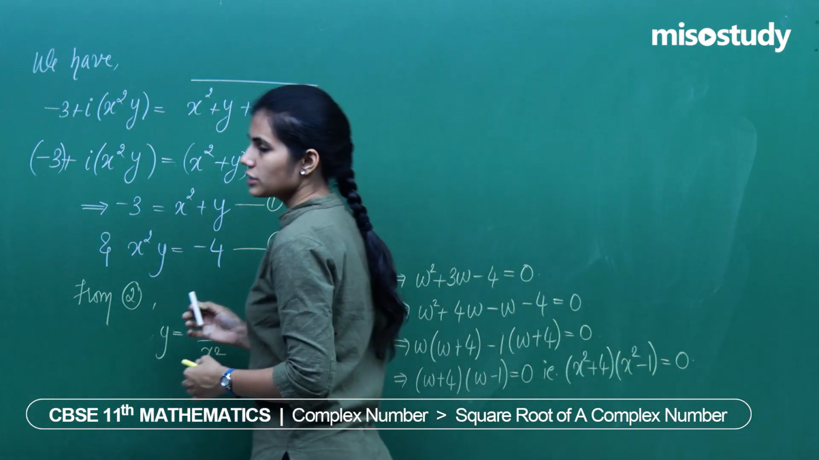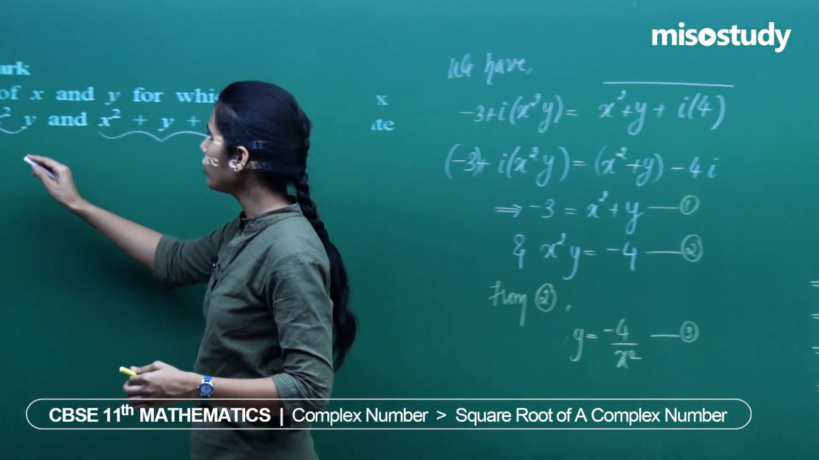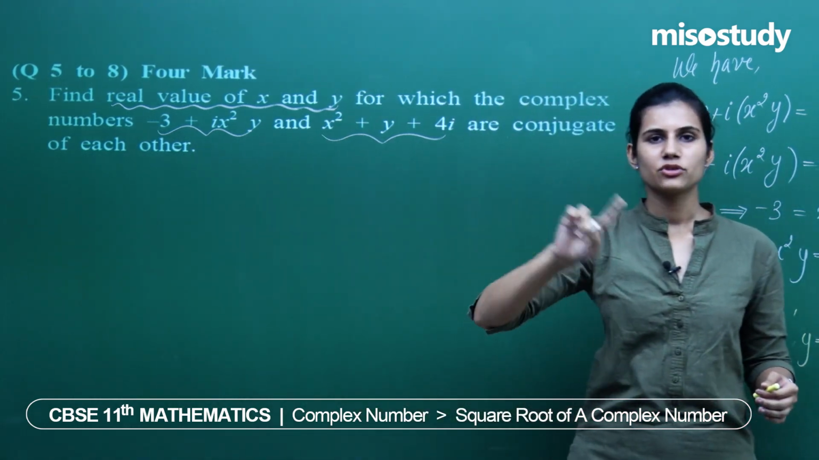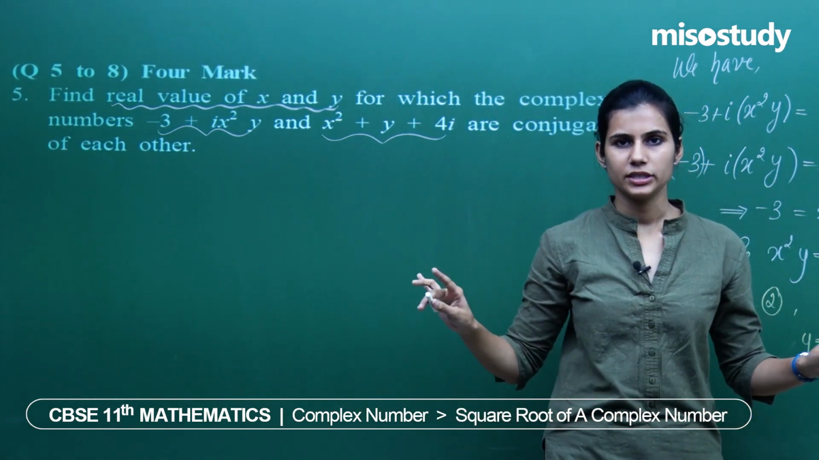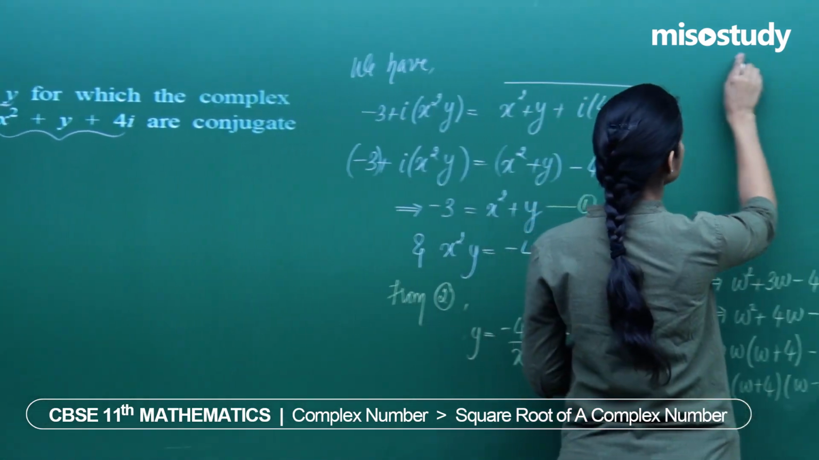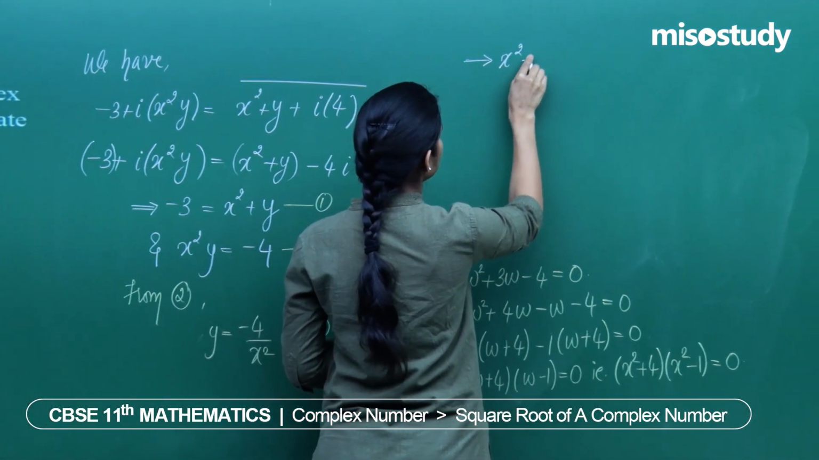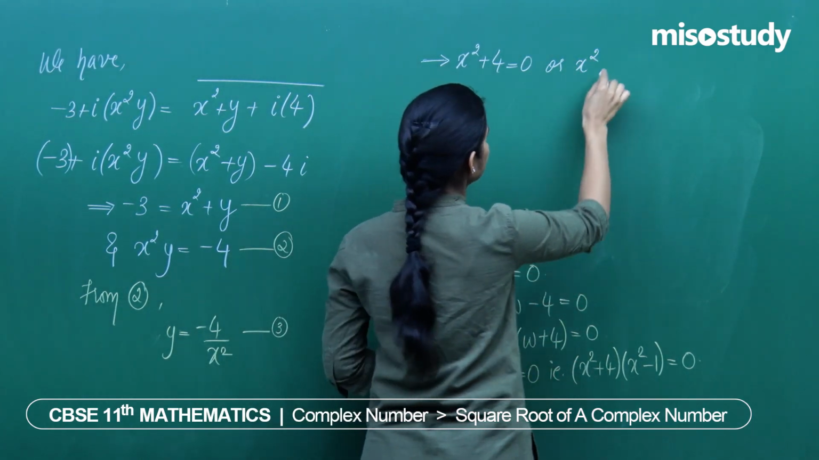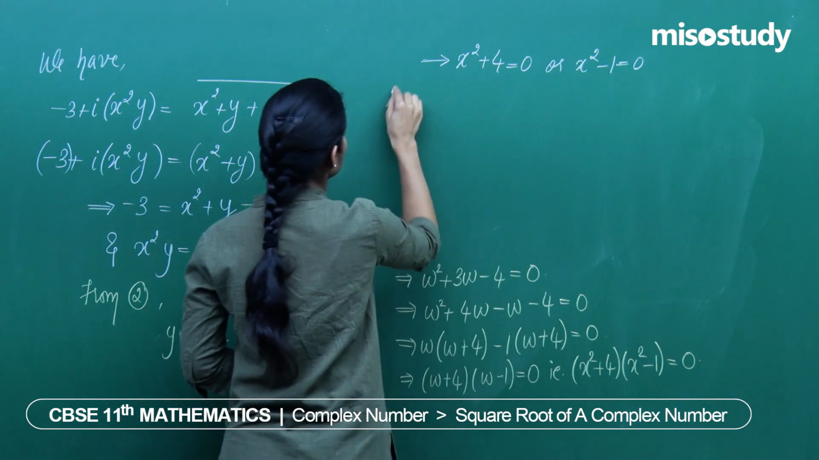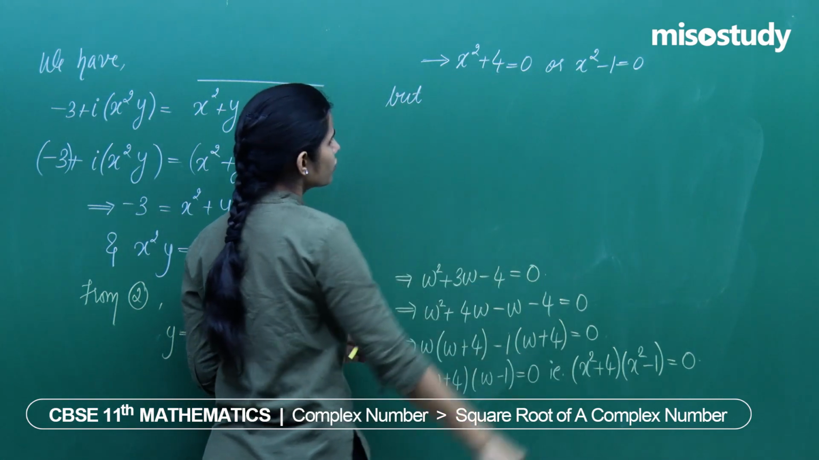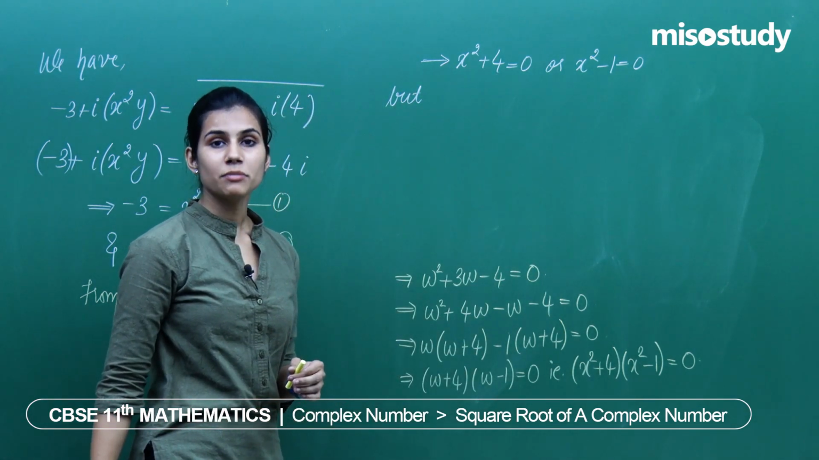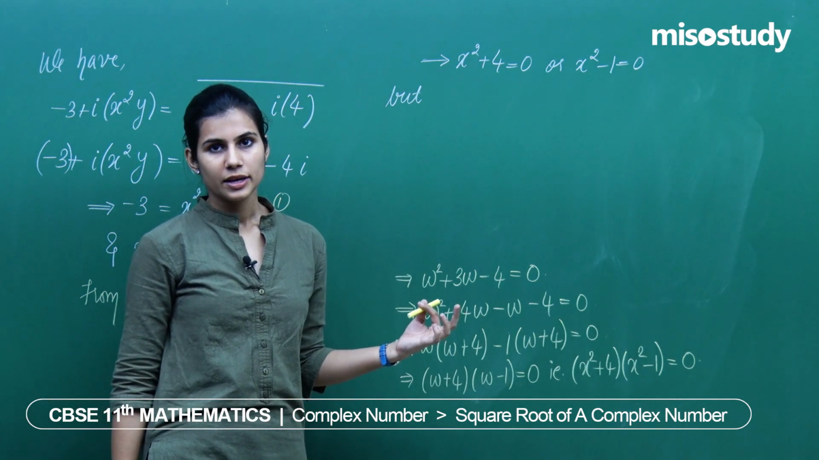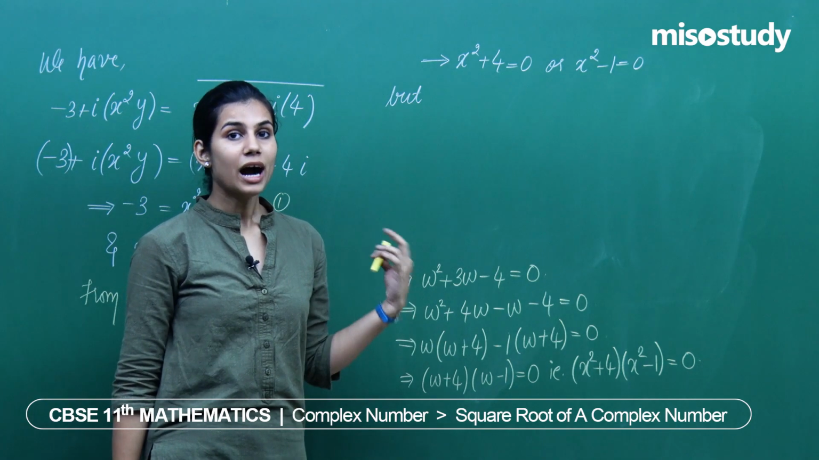First of all, please understand, look at the question again. I want real values of x and y. Complex numbers or imaginary values of x and y are not permitted in this question. So x² + 4 = 0 or x² − 1 = 0. But x² + 4 = 0 means x² = −4, so x = √(−4), that means 2i.